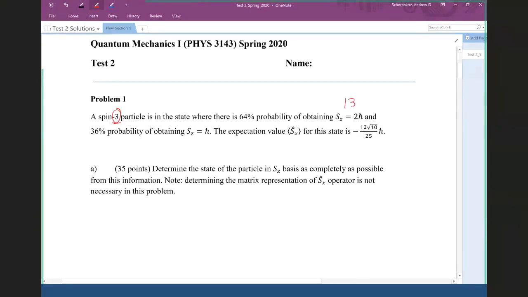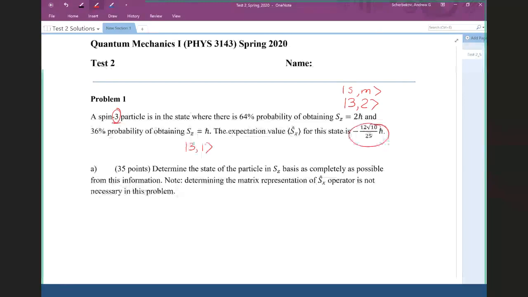State 3,2. Okay, let me remind you, this is my S and this is my M number, right? And this is 3,2. And a 36% probability of obtaining Sz equal to h bar. So that corresponds to the particle in state 3,1. Okay, and then there is another piece of data given. The expectation value of Sx is also given, and we're going to need that later on.